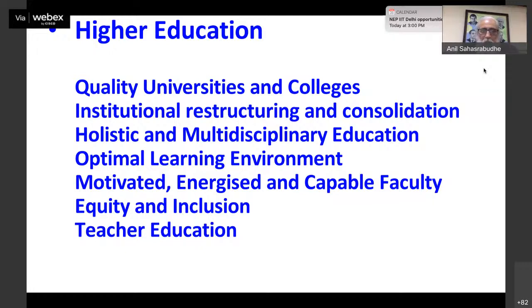Next one is an optimal learning environment. This is a very complex subject. When we talk about learning environment, every student has a different learning style. Some students will learn by being in the classroom through lectures, they understand better. Some others through tutorials, where you make them do some task, problem solving, etc.